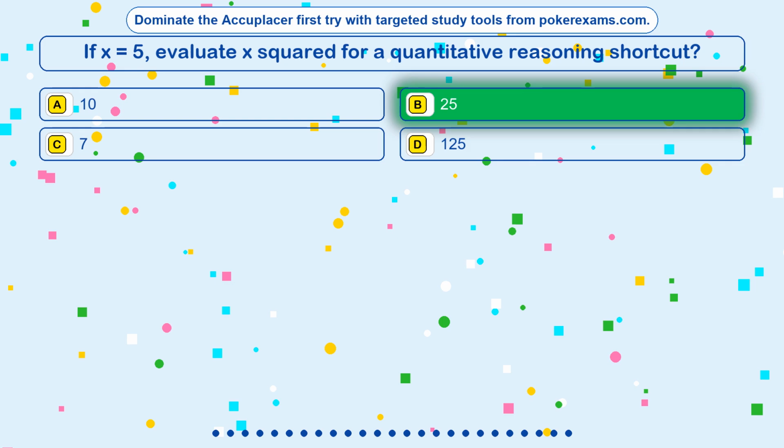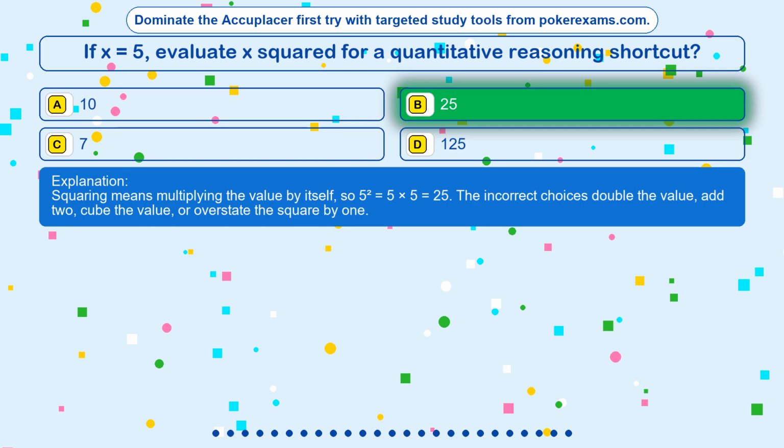The correct answer is option B, 25. Squaring means multiplying the value by itself, so 5² equals 5 times 5 equals 25. The incorrect choices double the value, add 2, cube the value, or overstate the square by 1.